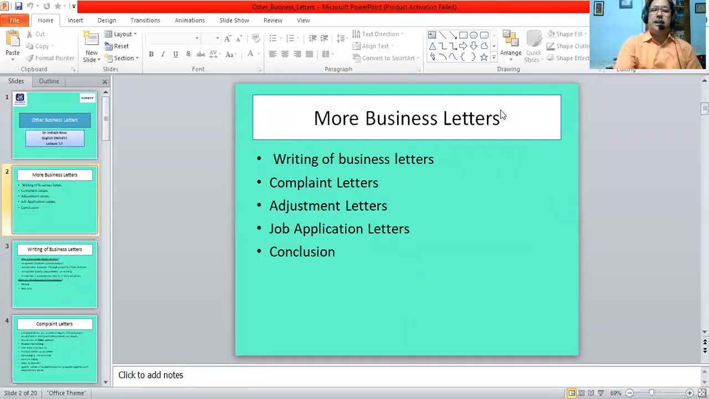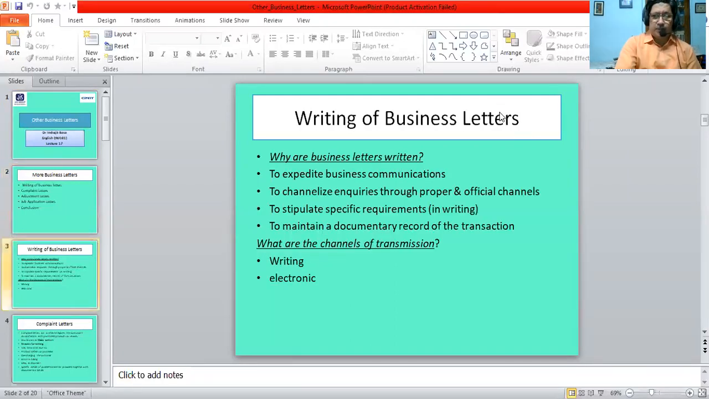Now, in this lecture, I shall be looking at the writing of business letters per se. We should be looking at letters of complaint, adjustment letters, and job application letters. These are some of the most important types of letters, especially as far as interaction with customers and dealing with customer complaints is concerned. So complaint and adjustment letters are very, very important. And job application letters, of course, are crucial in the recruitment process. So these are all vital letters for us to understand and to know. Let us explore something more about them.